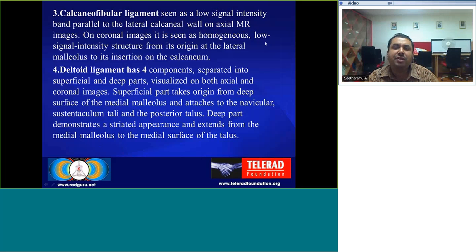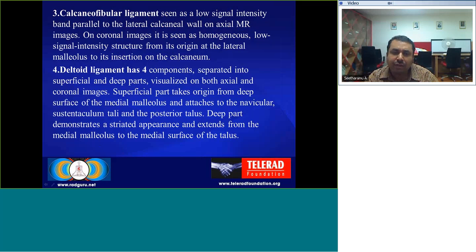The calcaneofibular ligament is seen as a low signal intensity structure parallel to the lateral calcaneal wall on the axial images, and on the coronal images as a low intensity structure from the lateral malleolus to the calcaneus. The deltoid is one of the strong ligaments in the ankle. It has four components, separated into superficial and deep parts. These are visualized on both axial and coronal images.